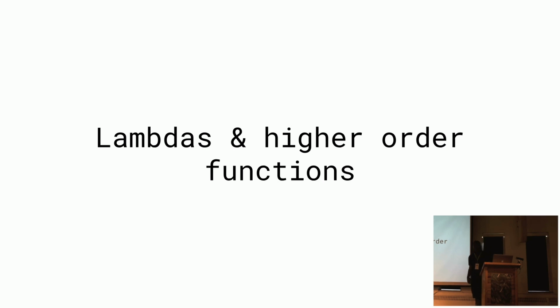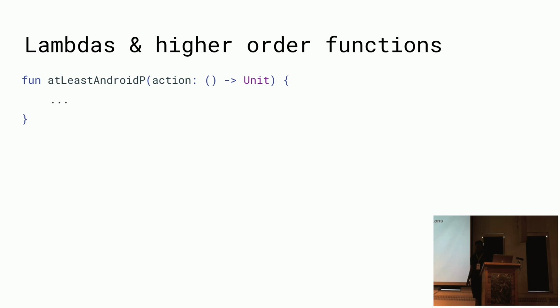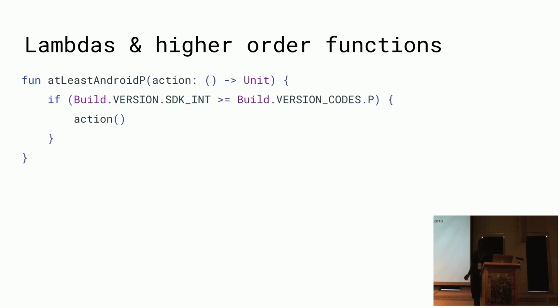So to talk about higher order functions and lambdas, typically on Android, we want to perform actions on different operating system versions. For example, you want to do something where the API is only available on Android P. You typically want to write a method like this, atLeastAndroidP, and then here you pass in the body of what you actually want to execute. And here you write the code, you do the SDK check, and you call your function.